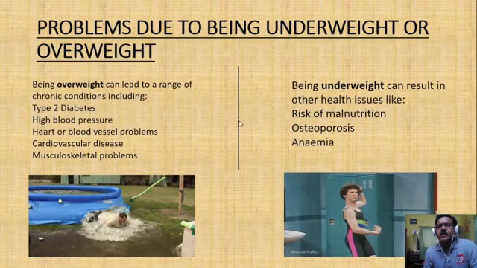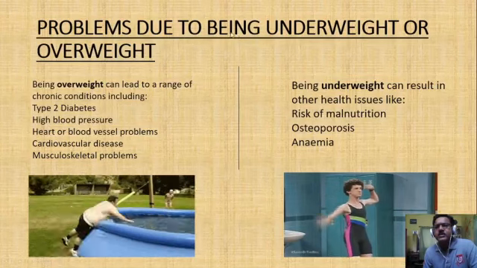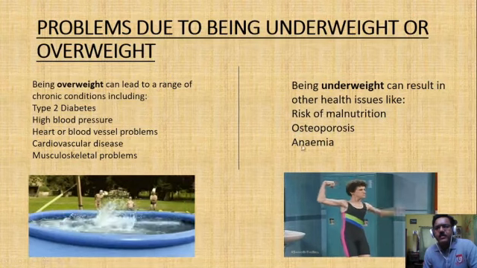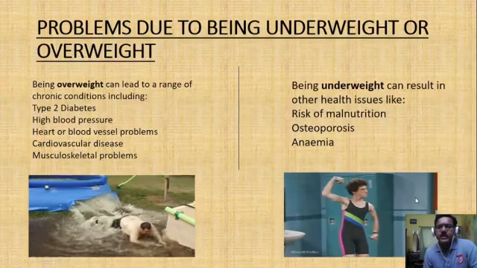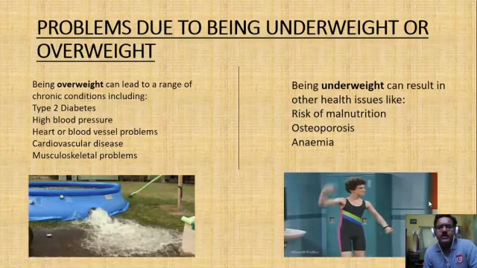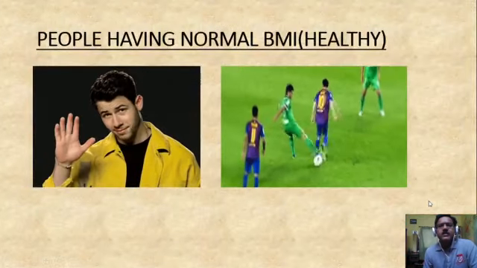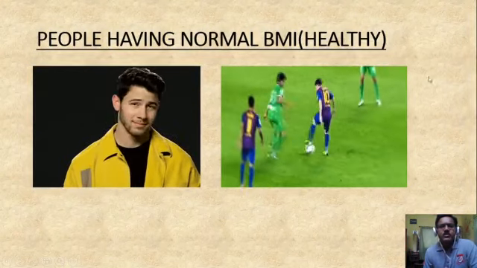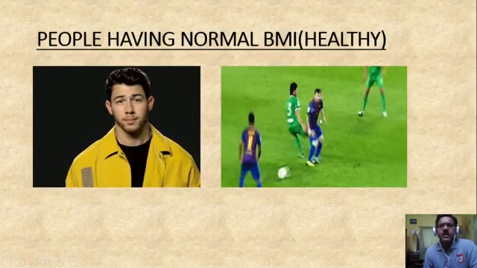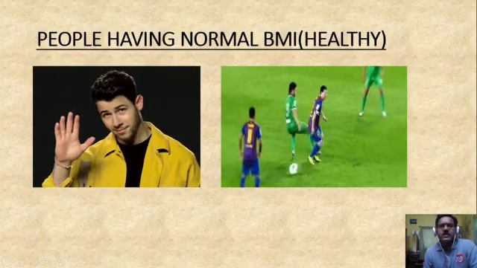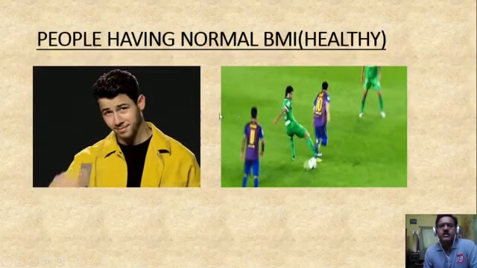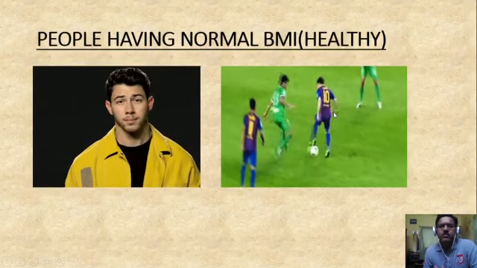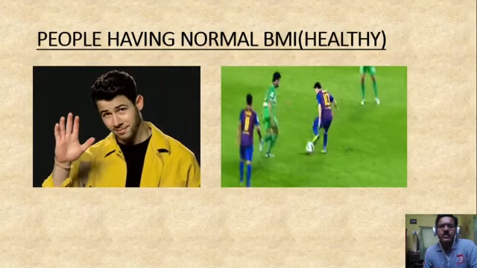And next, being underweight can result in other health issues like risk of malnutrition, osteoporosis, and anemia. So take care of your BMI. And some people, all of them are in the normal range. Most of the sportsmen always try to keep their BMI within the accepted range. See, here some renowned persons are there, and how they are using their body, and the flexibility also you can observe.